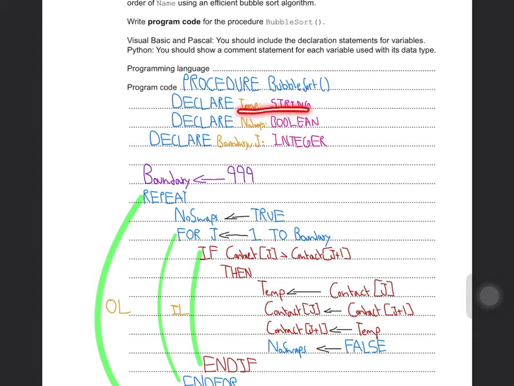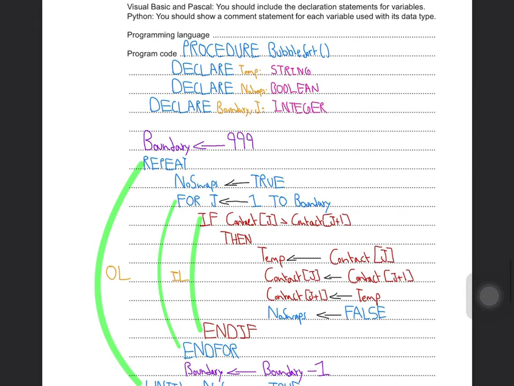The first one is temp, which is used for swapping. The second one is the boolean flag variable. And then the next two are integers. The boundary you already know is basically the max number of passes. And j is the counter, sorry, the index that we use for the array. Okay, so this is where the code starts.